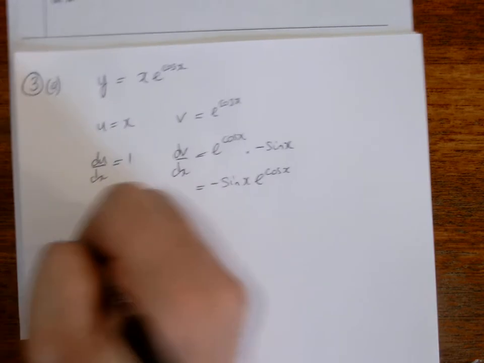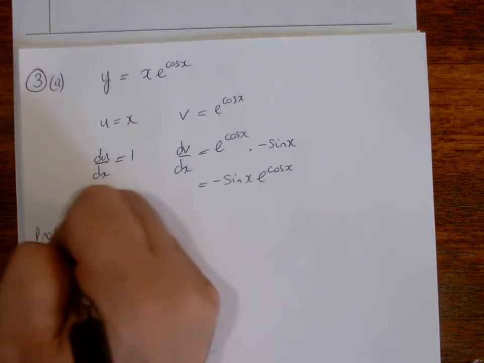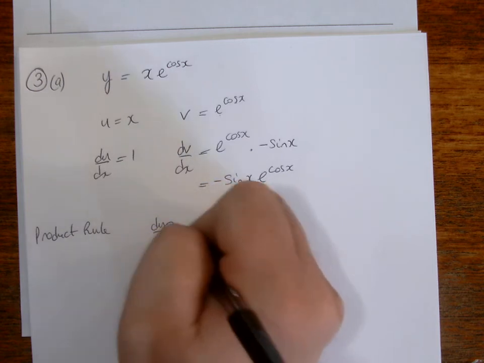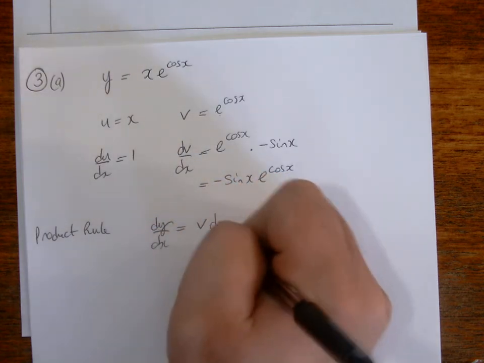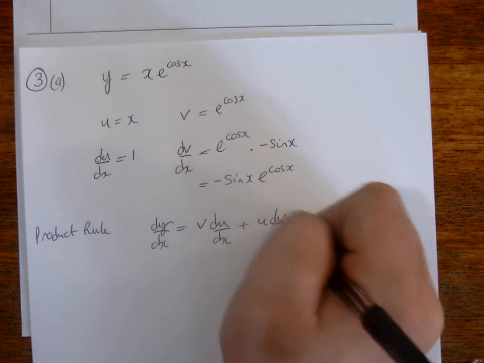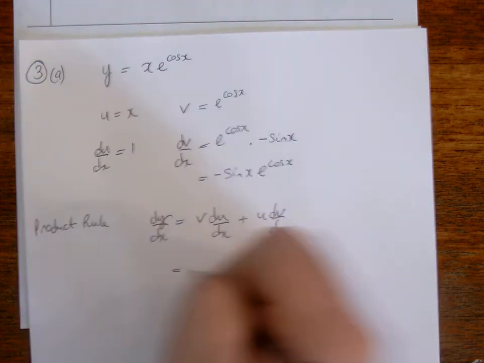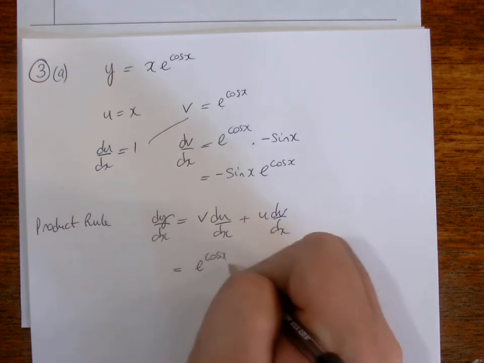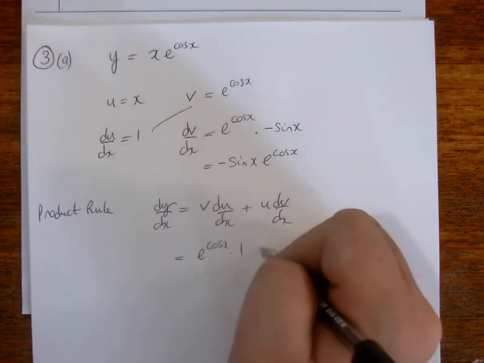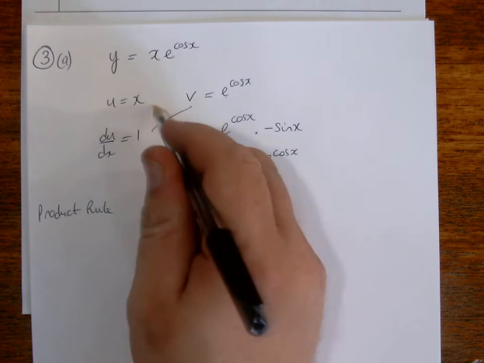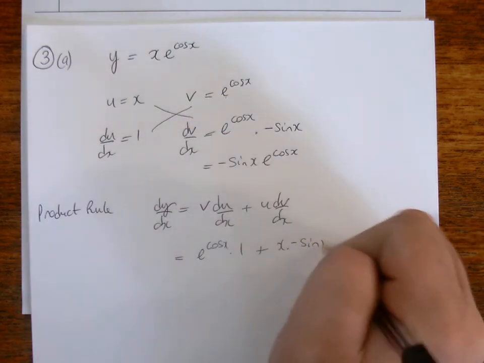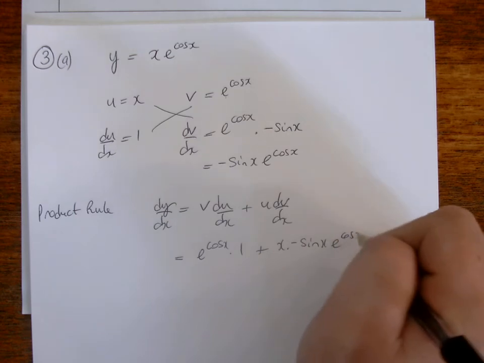Okay, so in the product rule, well, dy dx is v du dx plus u dv dx. So v is e to the cos x times du dx, which is 1, plus u, which is x, times minus sin x e to the cos x.